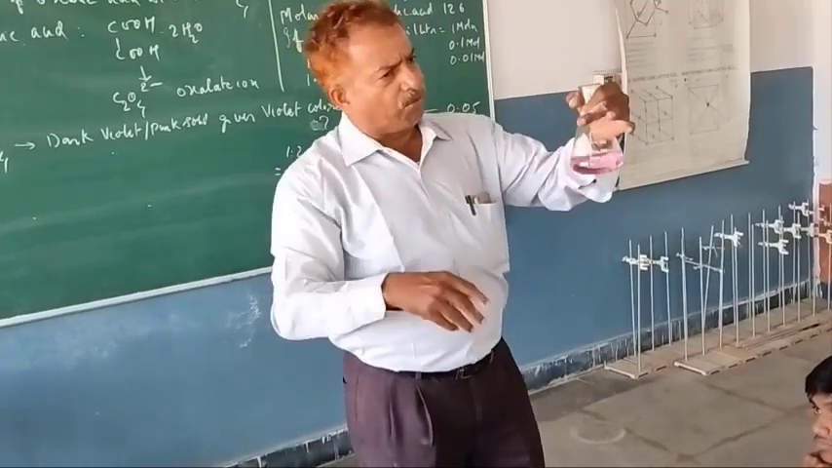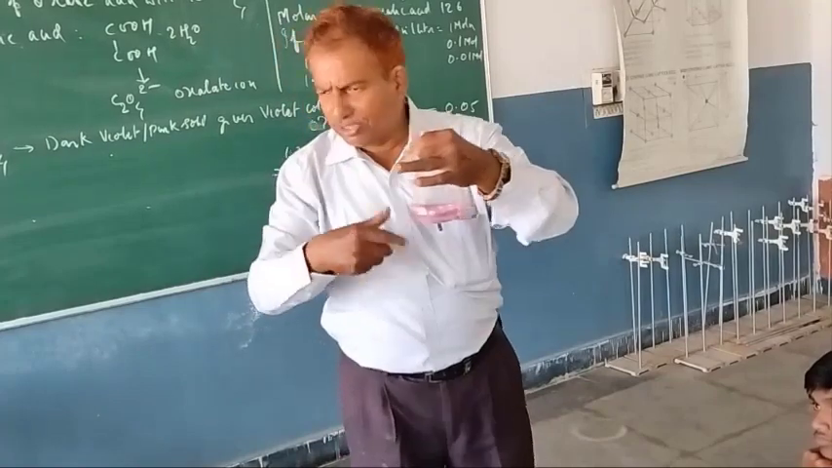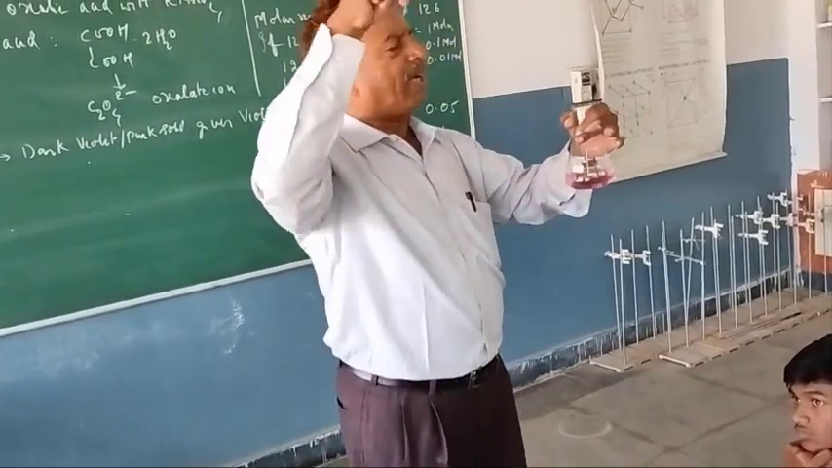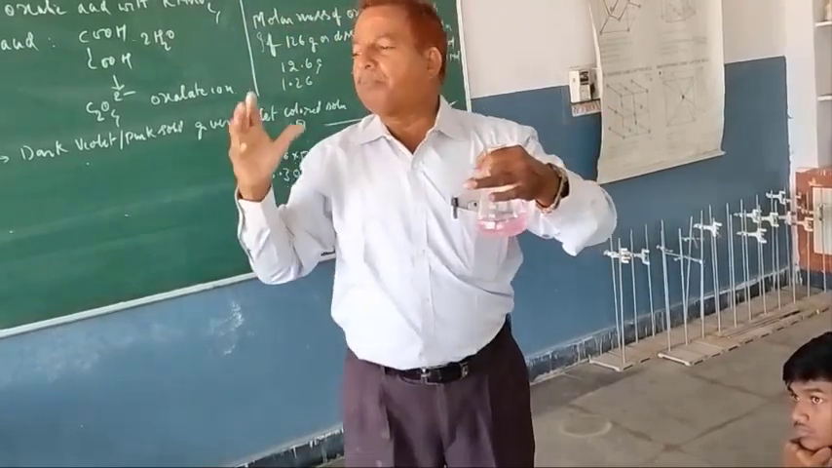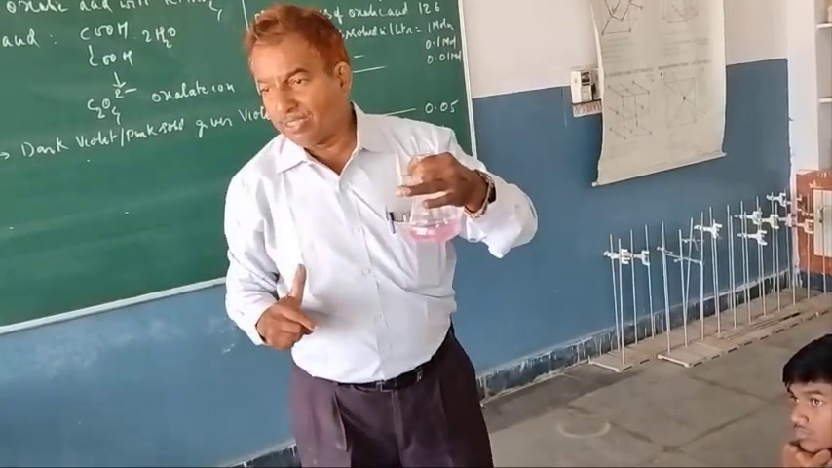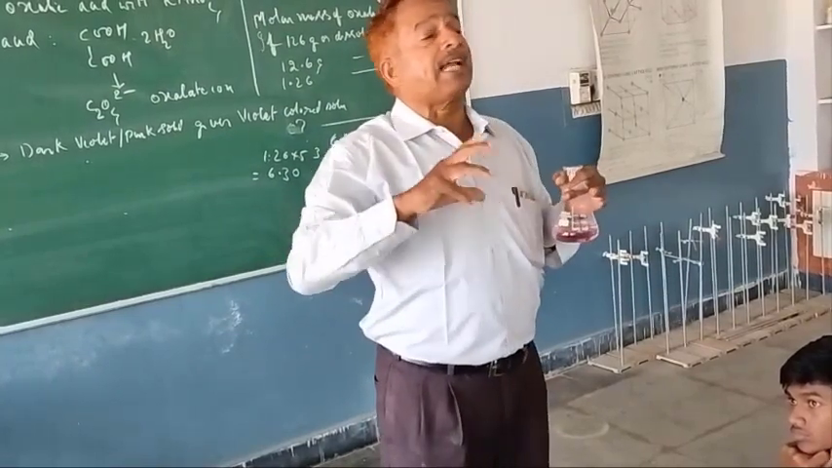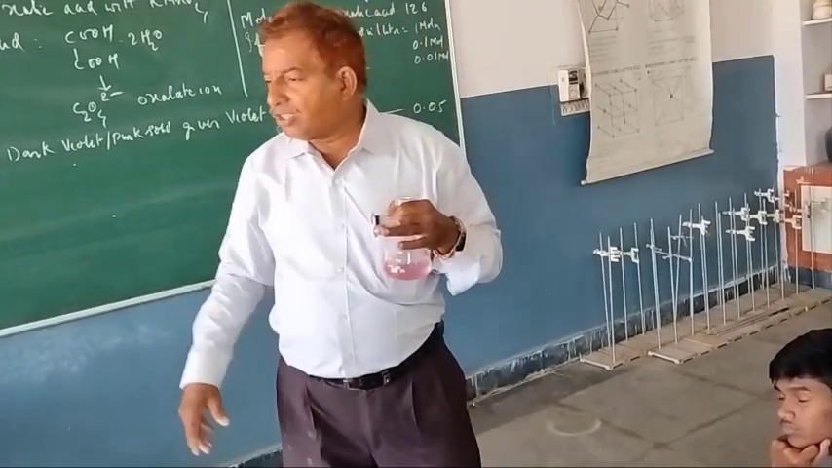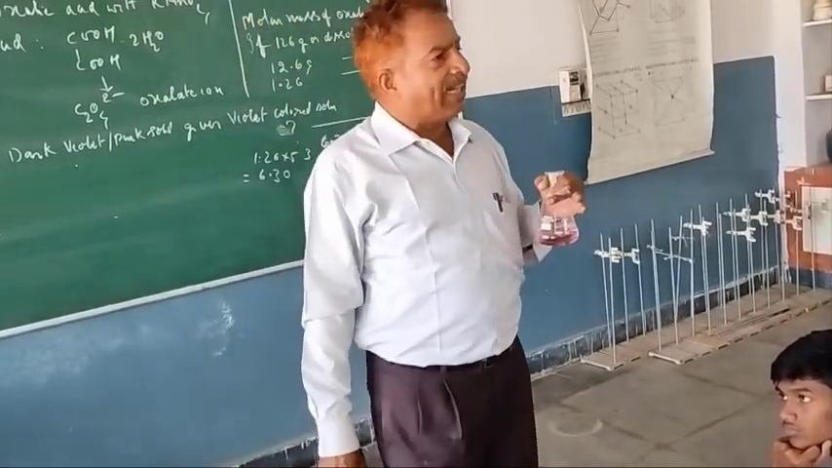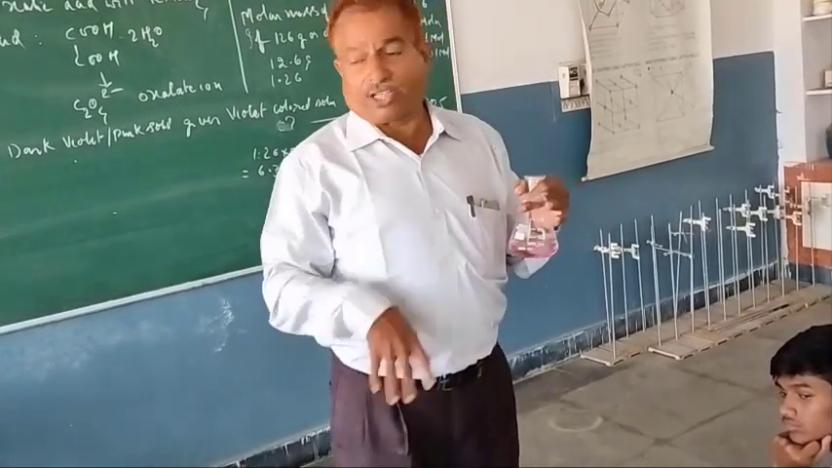Now what happens when you are draining out the permanganate into this? The dark pink violet color of the permanganate becomes colorless. Now, permanganate is considered a self-indicator. What is meant by indicator? You studied already in 11th class. An indicator is a substance which indicates the completion of the reaction.